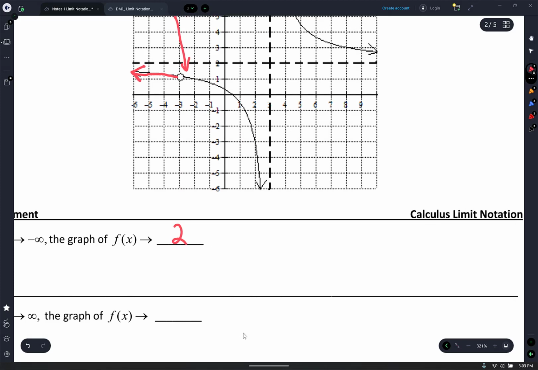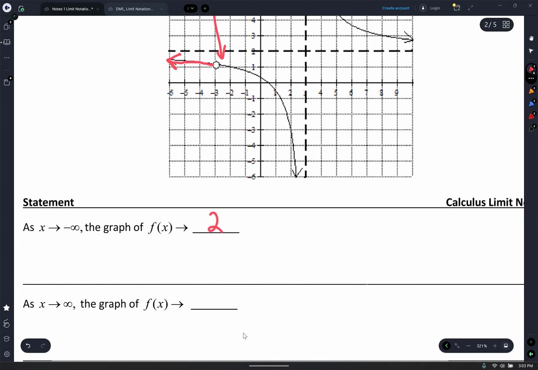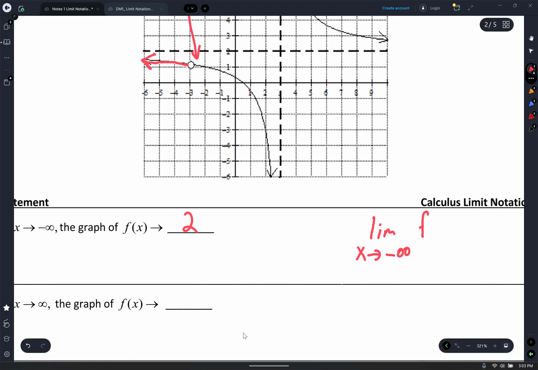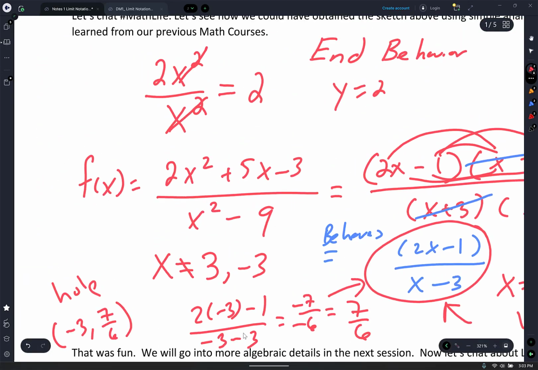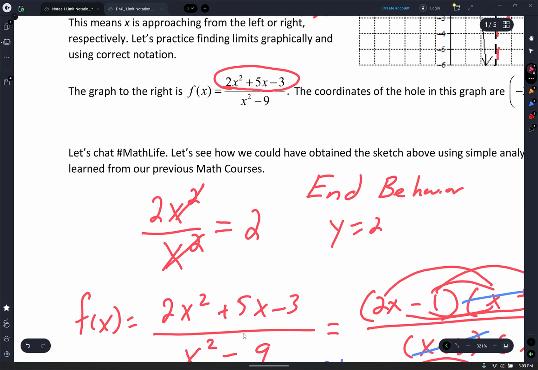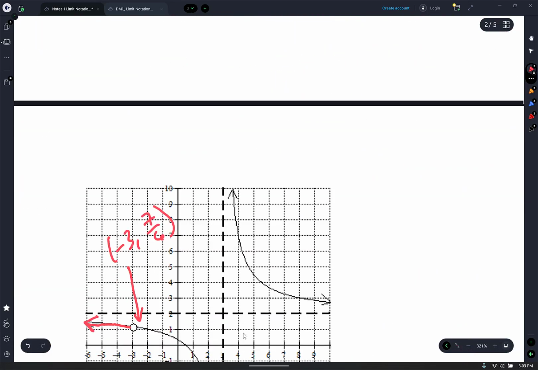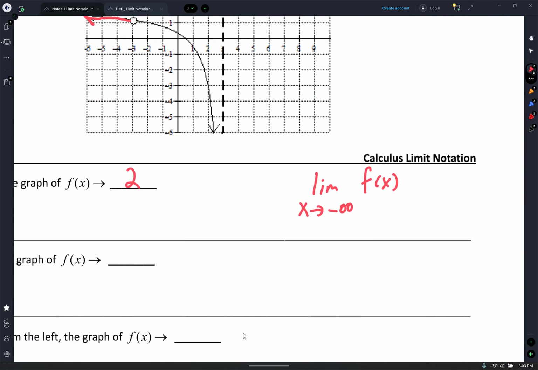All right. How does it look with calculus notation like this? Limit as x approaches negative infinity of this function, f of x. You can also write the expression of the function, which is 2x squared plus 5x minus 3 over x squared minus 9, but it's just easier to write f of x. Limit as x approaches negative infinity of f of x is equal to, and what did it equal? 2. There it is. Cool or not cool?